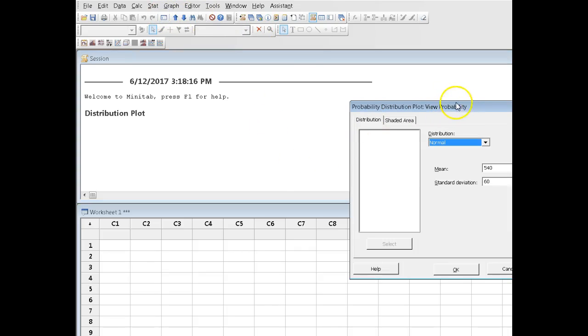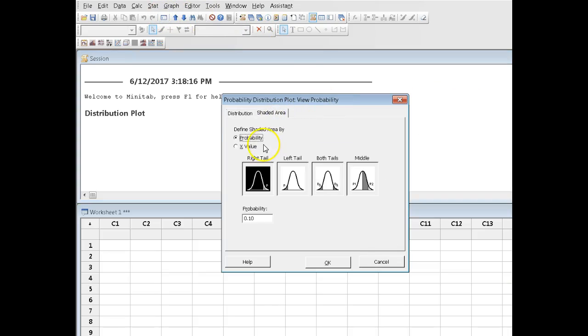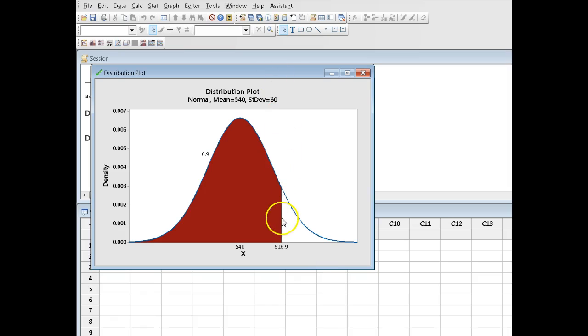If I go back in and do this again, I can give it the area to the left. It doesn't matter. If I give it the area to the left, which is 0.9, I have to make sure that I specify left tail. So here all the area to the left is 0.9. What is the test score that cuts off that area? It's again approximately 617. Your notes are showing you how to work this out by hand using tables. Minitab, of course, is doing all of this in the background.